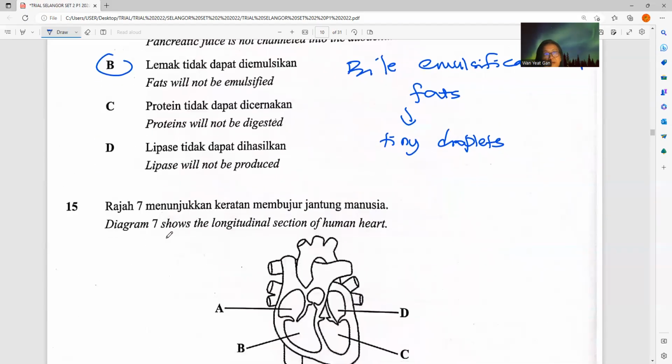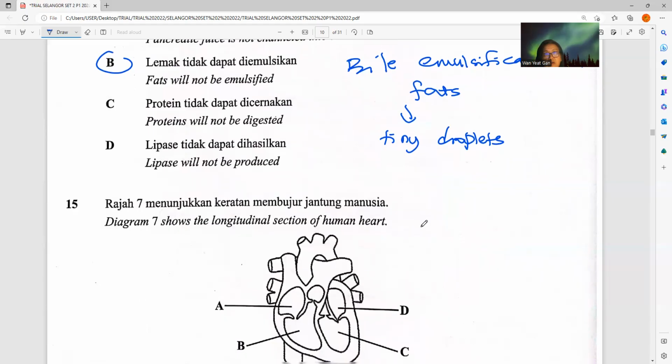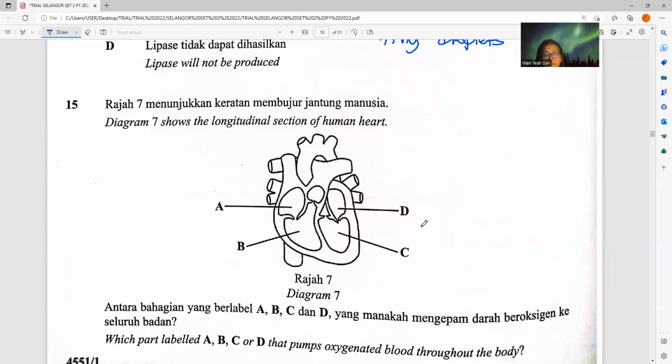Question 15, diagram 7 shows the longitudinal section of the human heart. Which part here pumps oxygenated blood throughout the body? So C is the answer.